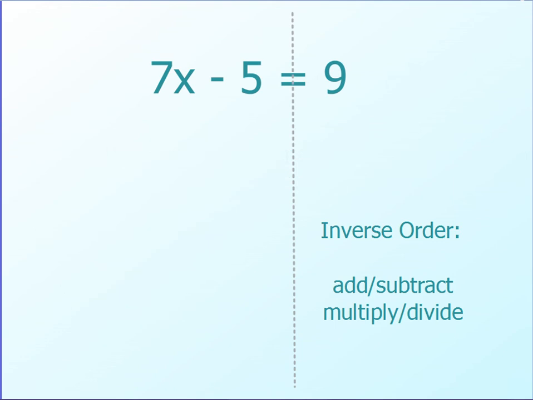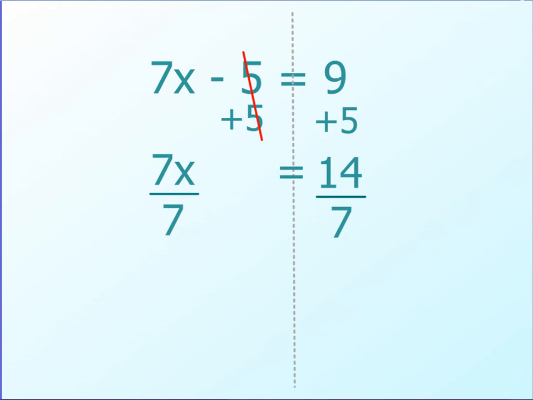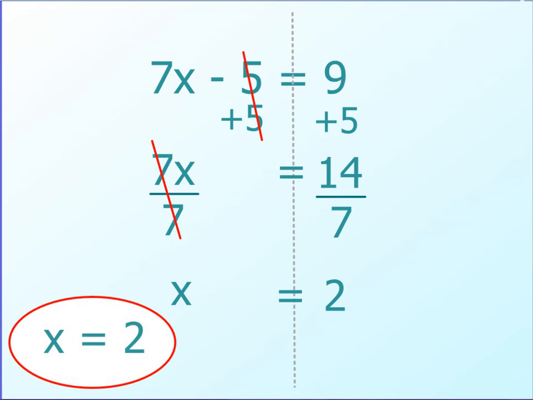Let's put in our dividing line. Since I have to add or subtract first, that tells me I have to get rid of the subtract 5 first. So I'm going to add 5 to both sides. Then I need to undo the multiply 7. So I'm going to divide both sides by 7, and I'm going to end up with x equals 2. X equals 2 is our solution.